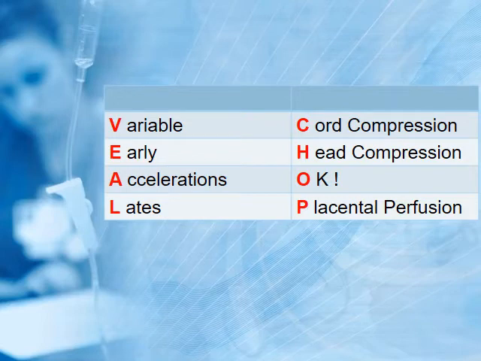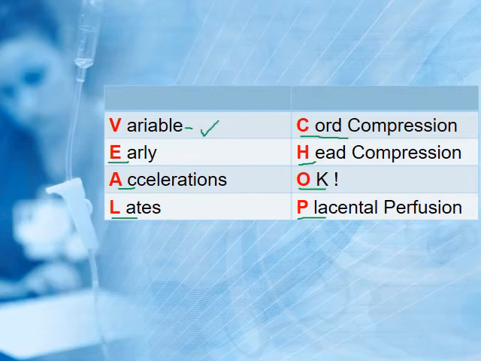This is a great way to remember what to do. I want you to write this down, memorize this, make this be your way to understand what is going on. If you see a variable deceleration, it's a cord compression. Remember, VEAL CHOP. Variable is a cord. Early is the head. Accels are okay, and lates are placenta. VEAL CHOP. If you remember that, and you remember the characteristics as we just went through them, you'll be able to get those right, and then know what to do.